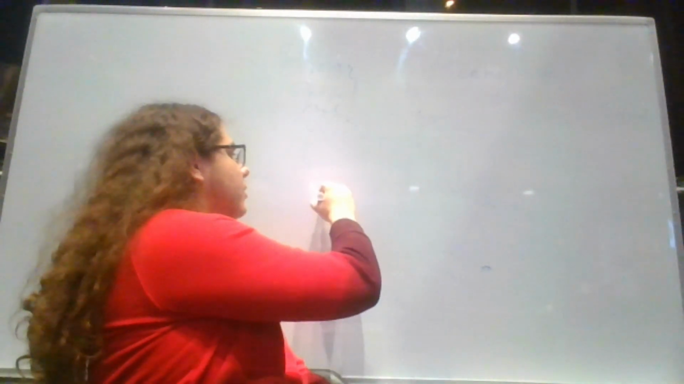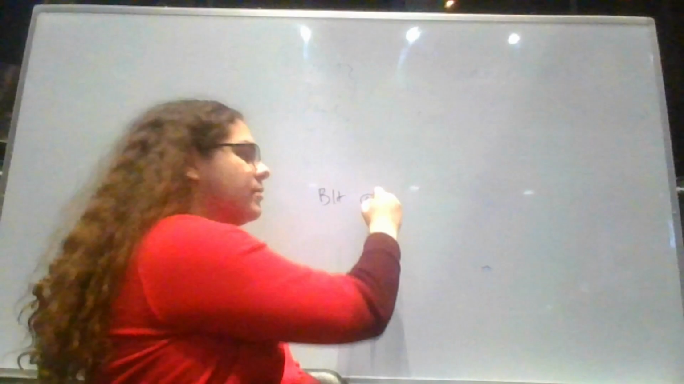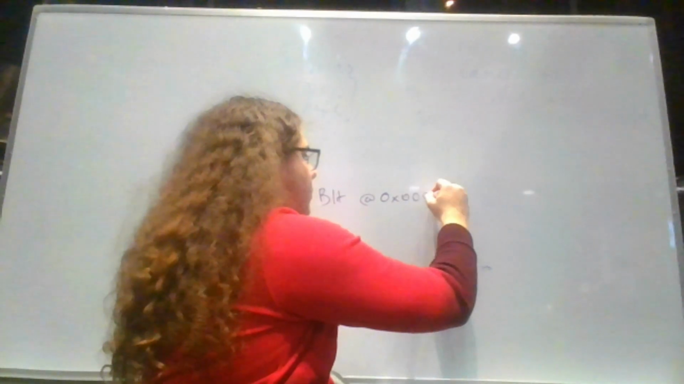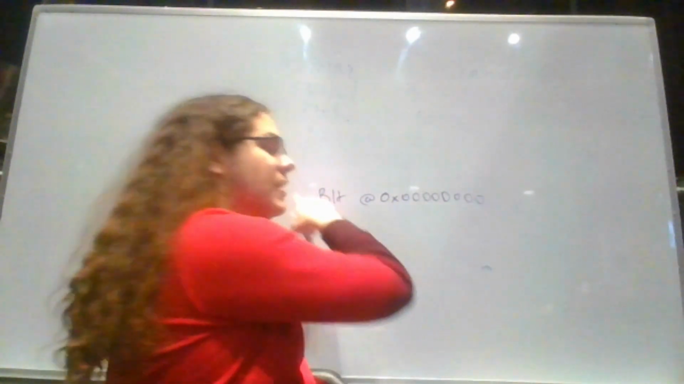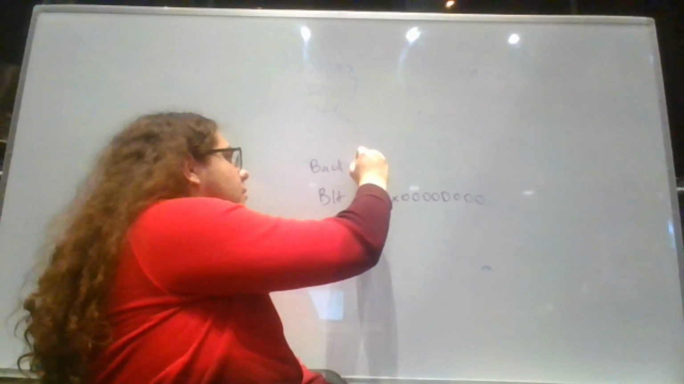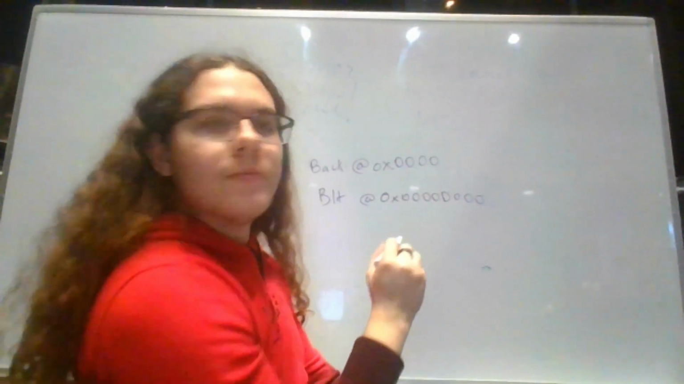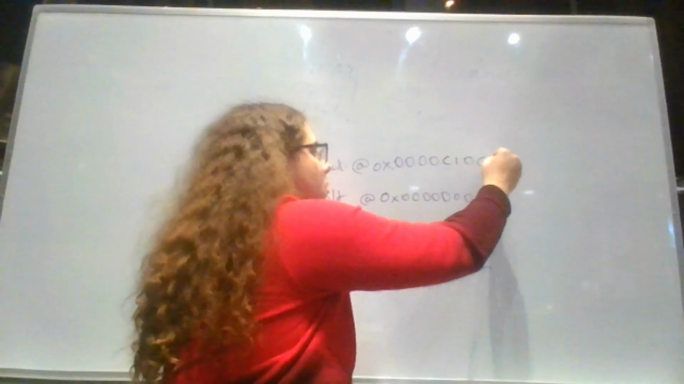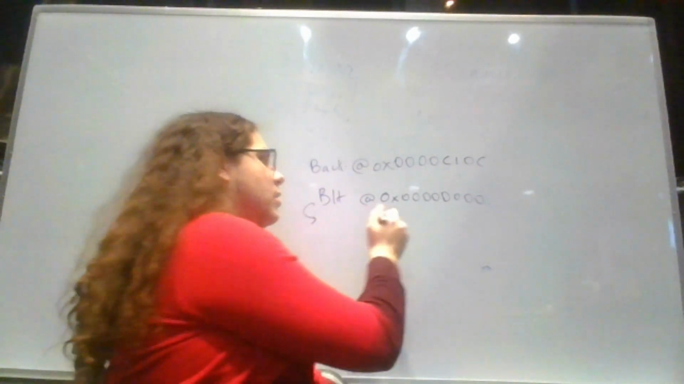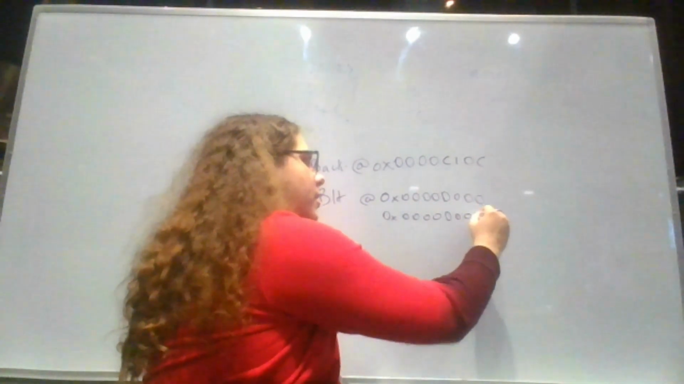So you have BLT, and this is located at address D. And then you have the label way above it at C10C. So you do the same thing I mentioned before. You take a look at the address right after the branch, which is hex 0000D004, and you measure it with respect to that.